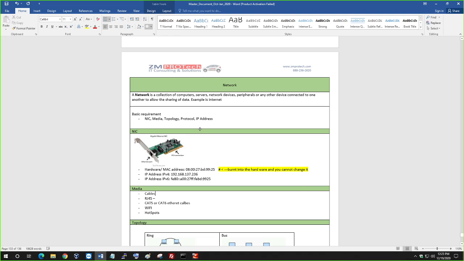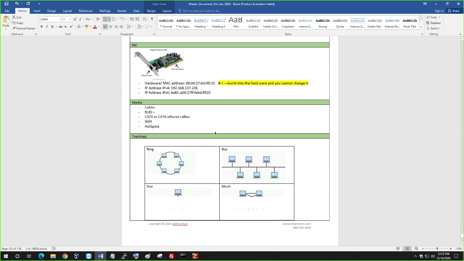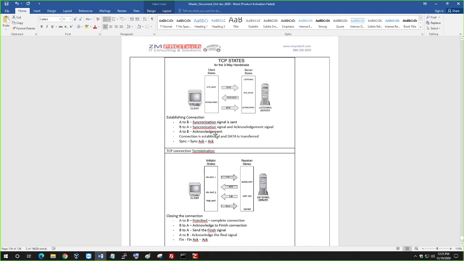Okay, so we looked at NIC information, we looked at media, we looked at topology, protocol. Now let's work upon IP address. I'll touch a little base about what IP address is so that you have some good understanding.